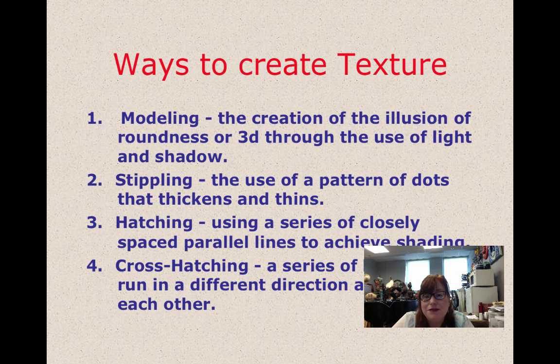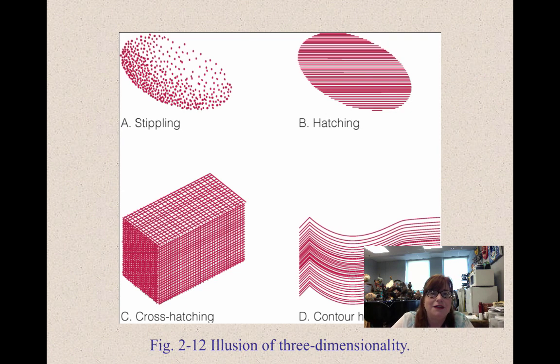Also stippling, the use of a pattern of dots that thickens and thins. Hatching is using a series of closely spaced parallel lines to achieve shading. And then cross-hatching is a series of lines that run in a different direction and cross each other. So here, under letter A, we have stippling, and you can see the closer the dots are to each other, the darker it appears. And in letter B, we have hatching, and again, the closer the lines are to one another, the darker it appears. And then you can see cross-hatching in C and contour hatching in D.